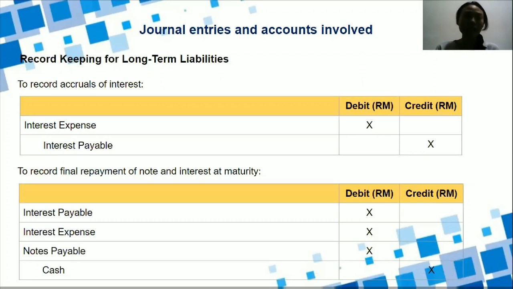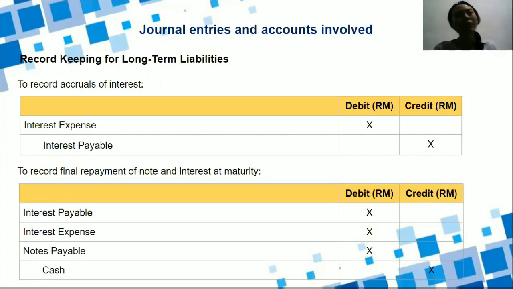The last journal entry is to record the final repayment of note and interest at maturity. They need to debit three accounts here, which are interest payable, interest expense, and also notes payable. Firstly, they need to debit the interest payable because it indicates that the company already paid the interest payable, and this account will be set off. Then the second one is interest expense and notes payable.